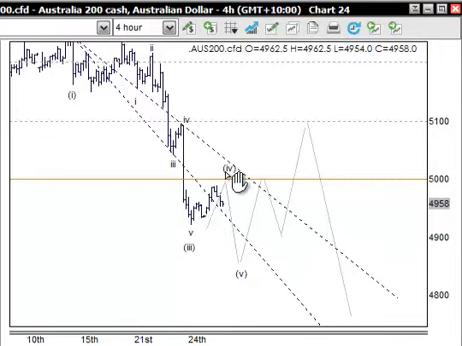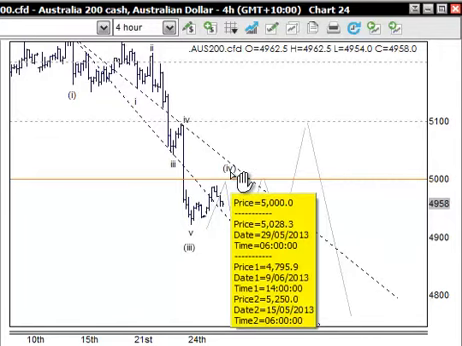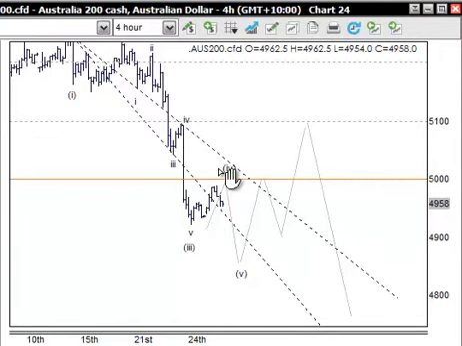Now, this wave four can first of all get a bit sideways and complex. So this particular little three-wave structure in here may just be the first leg in the wave four correction. We can get three legs, an A, a B, and a C wave here. That would leave Wednesday as further down, making new lows, but Thursday could be the rally day in the bear market. So we may get an A, a B, and a C through here.